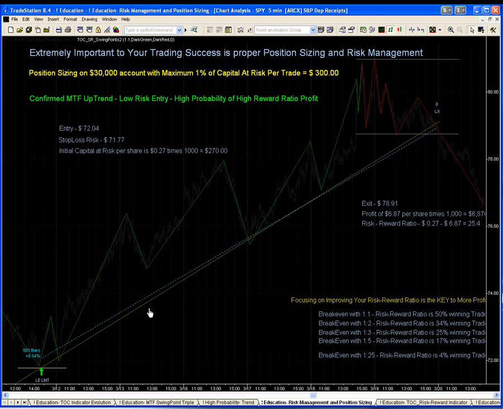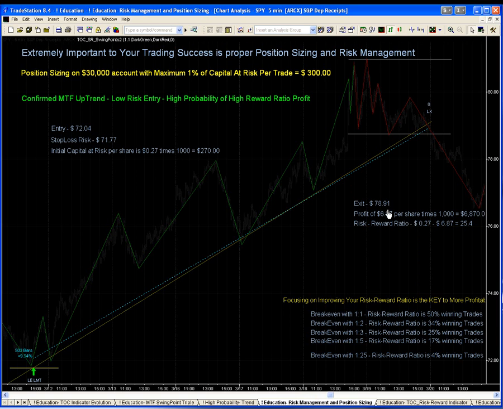And the trade worked its way up over multiple days. Exited when this brownish colored line is the trend line. When this broke down through that trend line, that was our signal to exit. The entry price was at 72.04. Our stop loss risk line was at 71.77. The initial capital at risk per share is 27 cents times the 1,000 shares equals $270 at risk. So that's why we could decide on 1,000 shares, because that only put $270 at risk.